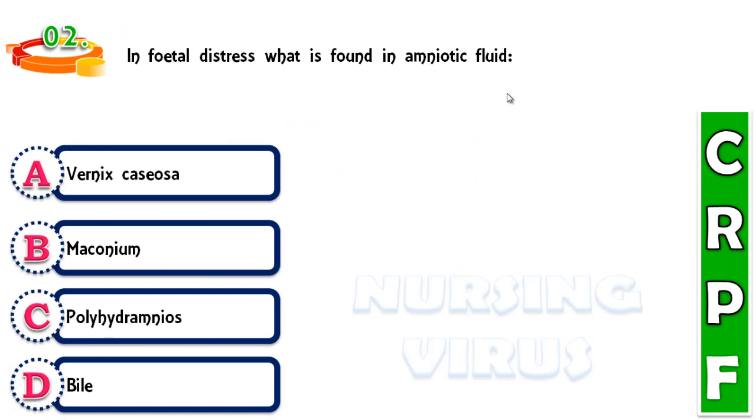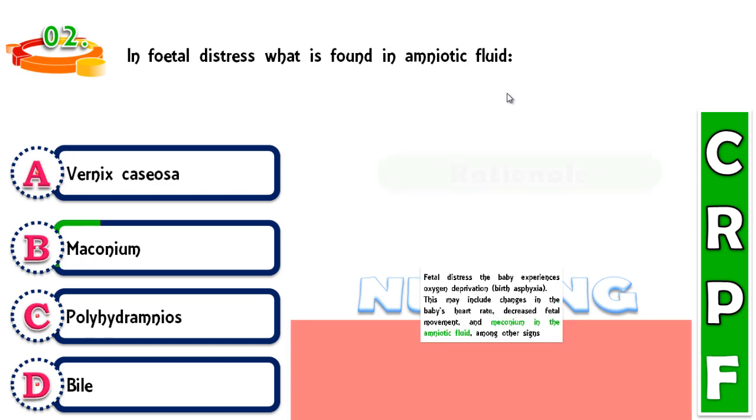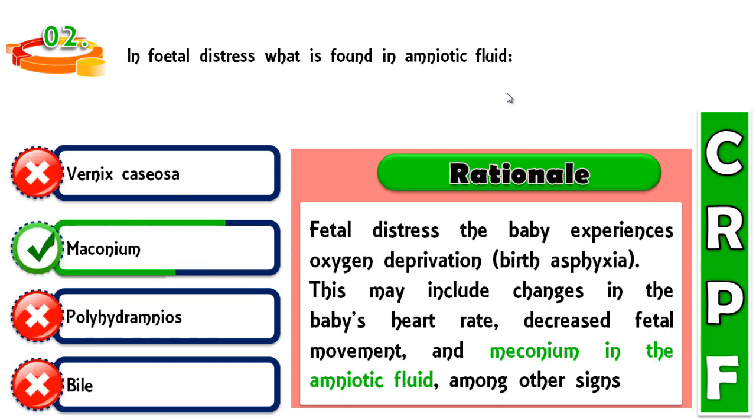Question number 2. On fetal distress, what is found in the amniotic fluid? Wernicke gaseosa, meconium, polyhydramnios, and bile. So the correct answer is meconium. The rationale: in fetal distress, the baby experiences oxygen deprivation, that is birth asphyxia. This may include changes in the baby's heart rate and decreased fetal movement, and meconium in the amniotic fluid are the major signs of fetal distress.